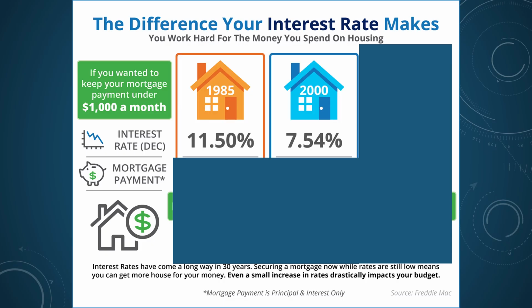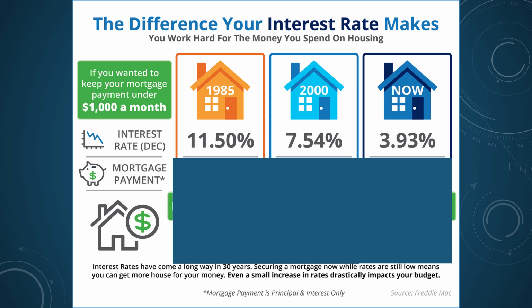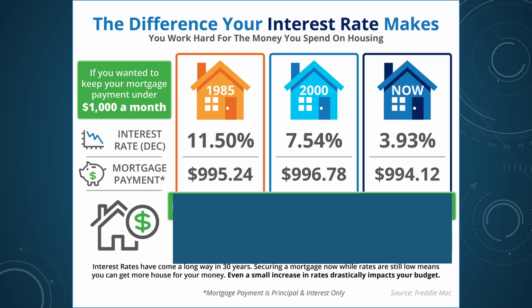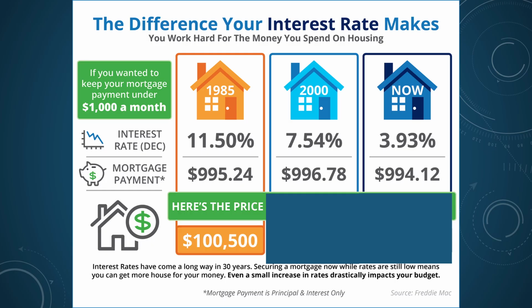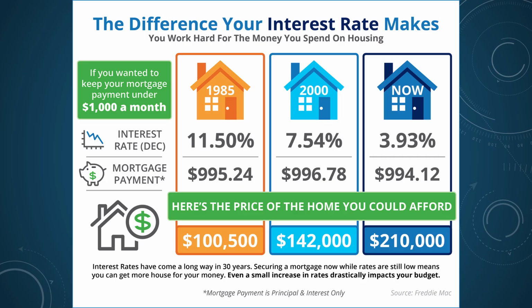The difference between an 11% or 11.5, 7.5, and 3.93, just the mortgage payment by itself. So on the same house, same price, just different interest rates, the mortgage payments are about the same, but the overall lifetime of the loan is massively different. So when we talk about the price of the home you can afford, we're just talking about how much buying potential you have. So either $100,000 house, $142,000 house, or $210,000 house. So important to have a good credit score and low interest rates.